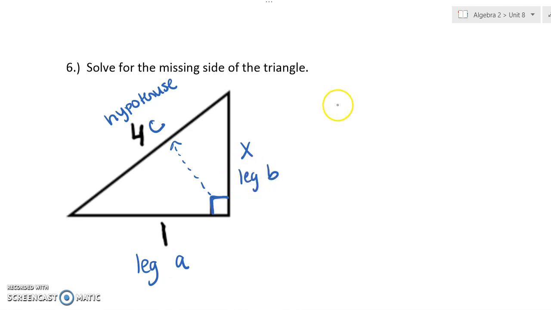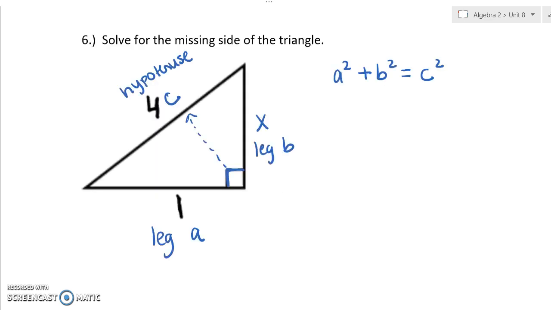All right. So we have a squared plus b squared equals c squared because we're missing a side. We have the other two given to us. All right, we're back. So we have a squared, which is 1 squared, plus b is x squared, equals c, which is 4 squared. And 1 squared is 1 times 1, which is 1, plus x squared equals 4 squared is 4 times 4, which is 16.